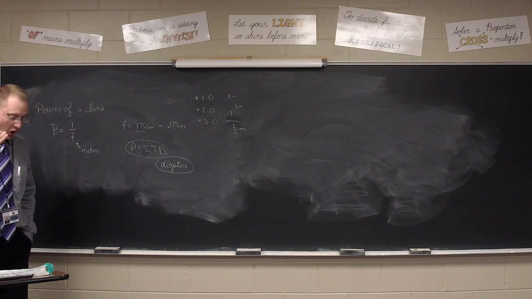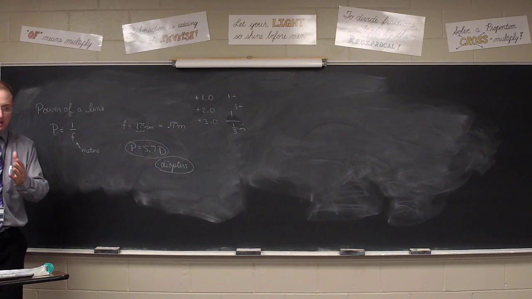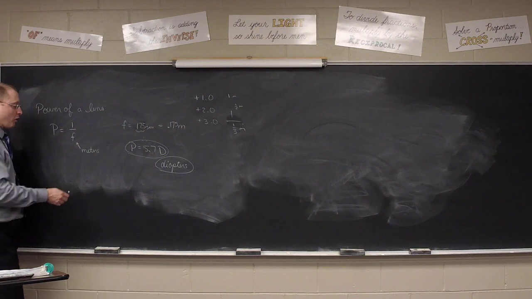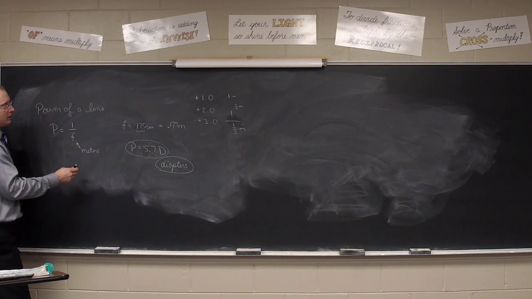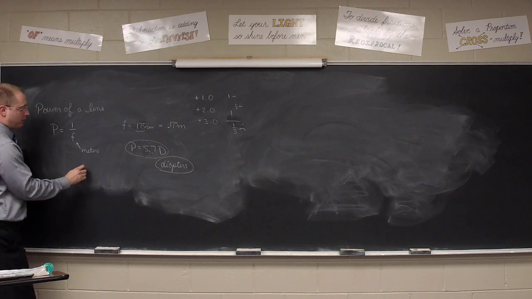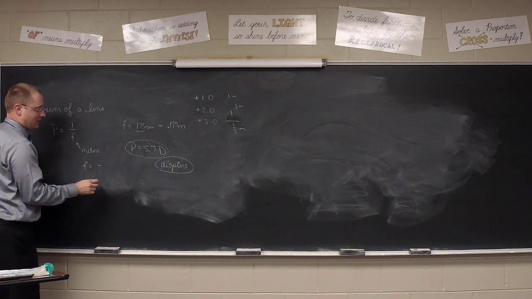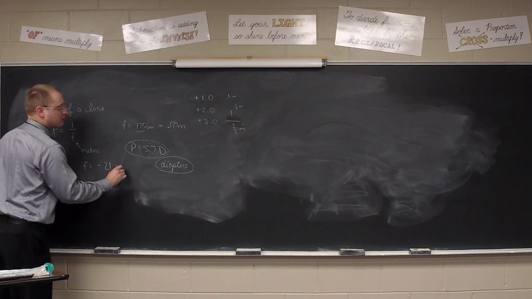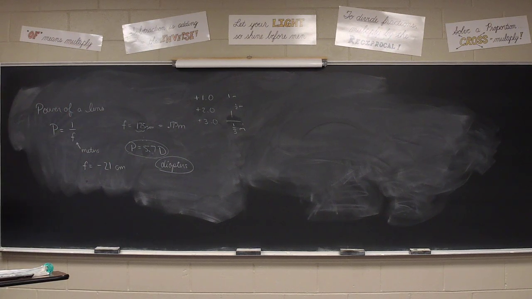The focal length's a little harder to track on the diverging lens because the light spreads out. It doesn't actually converge. But if you happen to have a focal length of about, I think I'm probably somewhere in this neighborhood, the focal length is, let's just say, negative 21 centimeters. Let's just pretend that's my focal length.